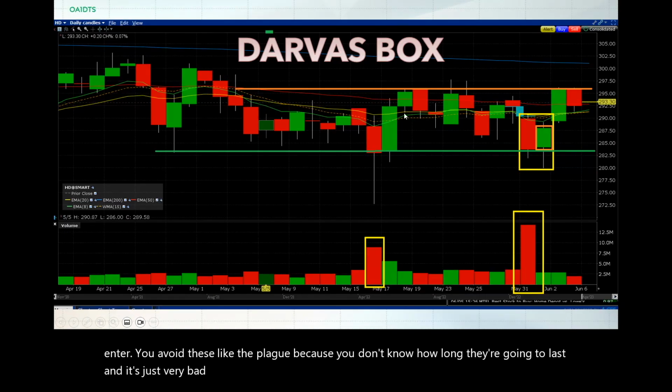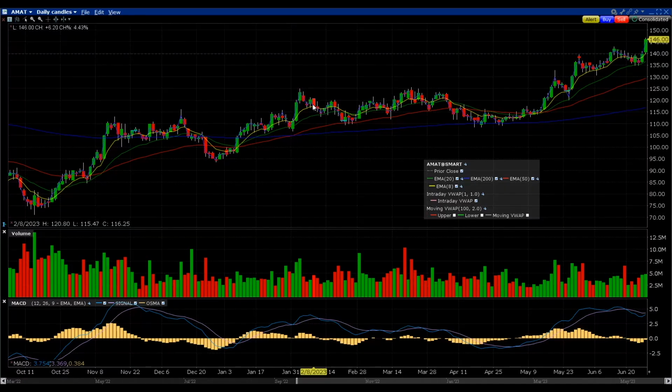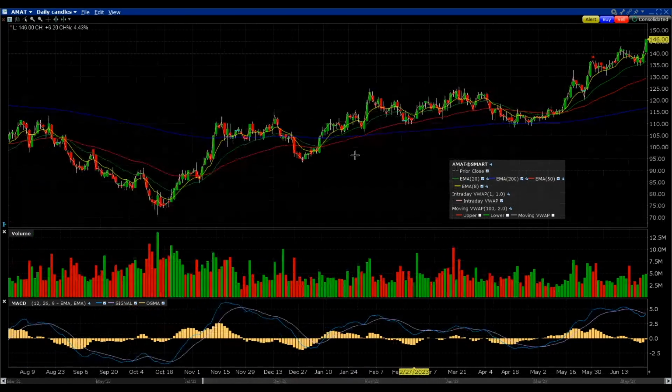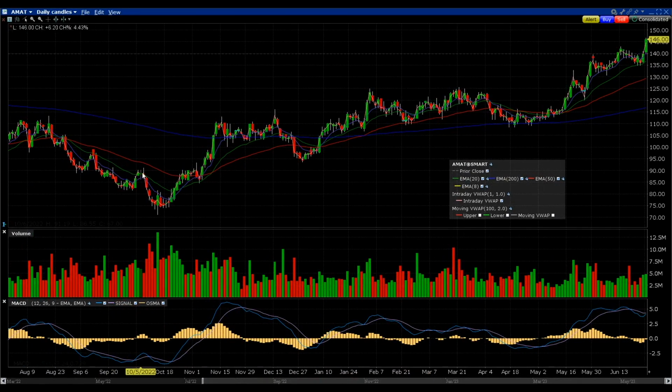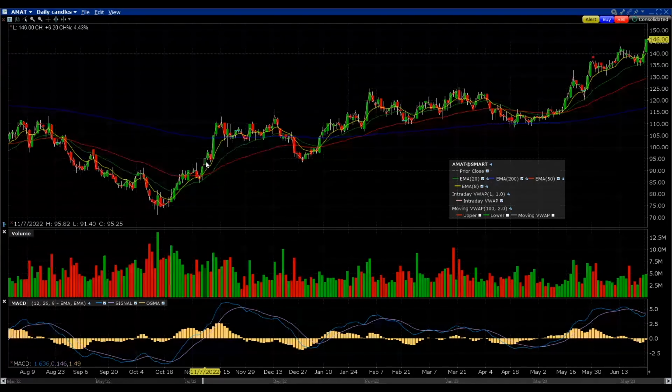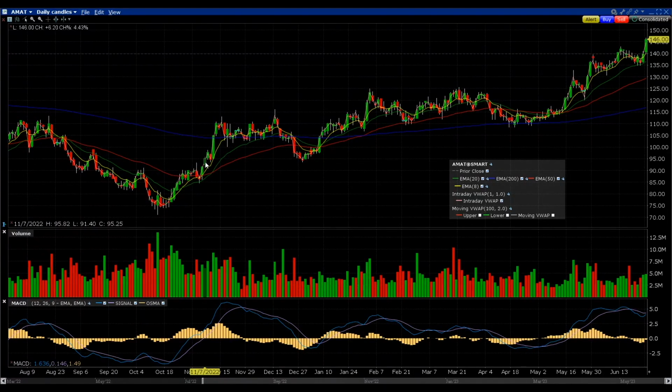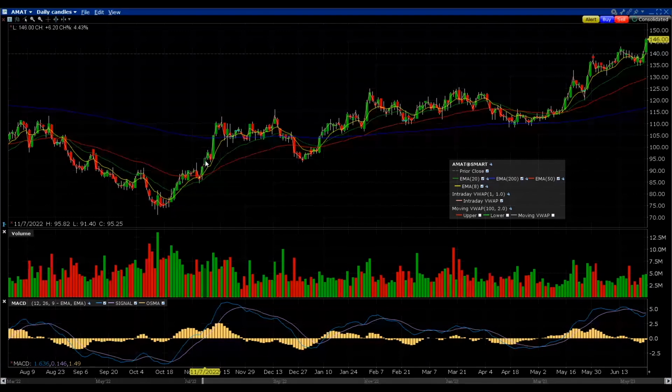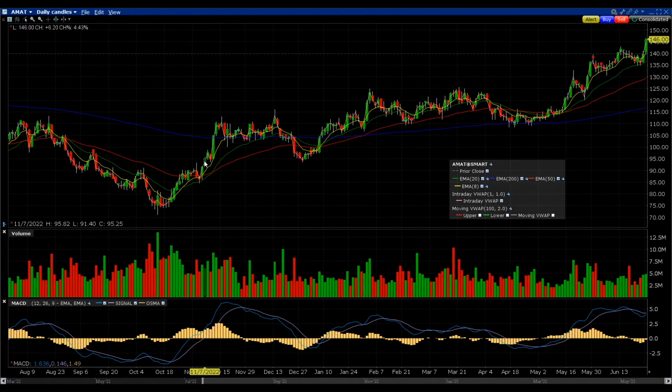All right. Okay. So here's AMAT on the daily chart. And the reason I brought this up is a couple of reasons. Number one, you've got a cup and a perfect handle, breakout, retest, breakout. See, I mean, you need to study these because they happen all the time. It doesn't mean every time.